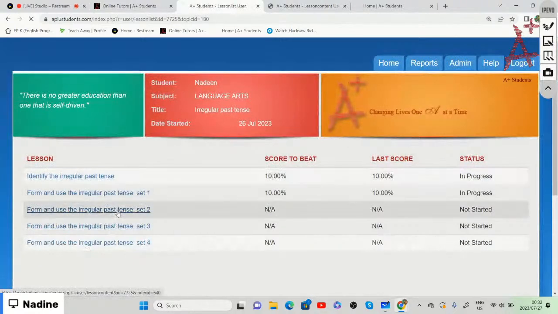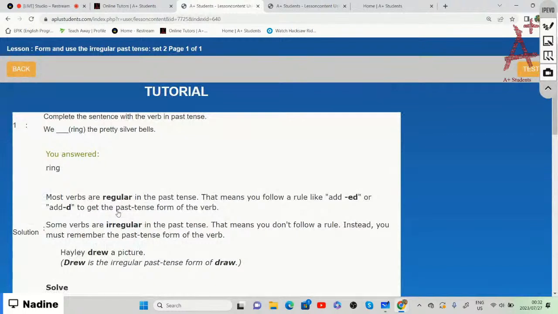Now we're going on to the next set, which is also to form and use irregular past tense, where we are going to change the word to the correct irregular past tense verb or form. We ring the pretty silver bells.